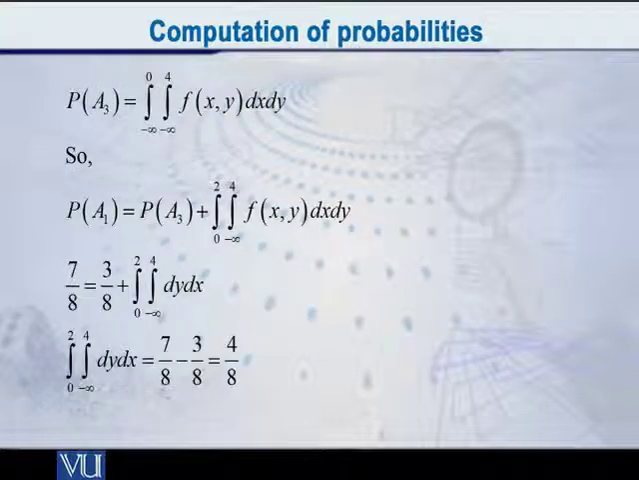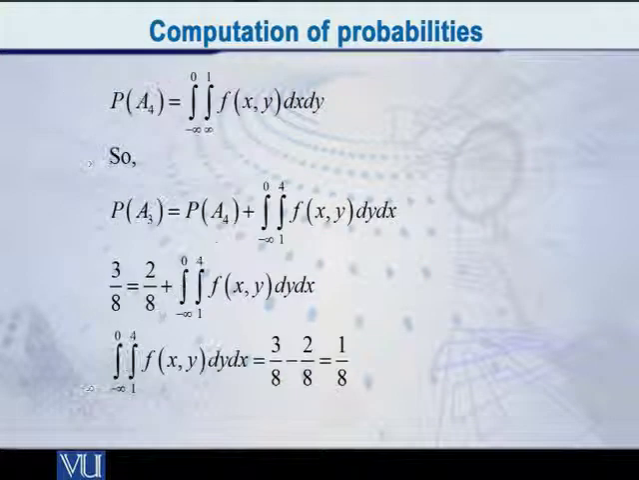We can write probability of A1, which is also, we know, equal to 7 by 8. It is equal to the integral from minus infinity to 0, and the second one from minus infinity to 4, f of xy dy dx, plus the integral from 0 to 2, and the second one minus infinity to 4, f of xy dy dx. तो आपने देखा कि अब हमने स्प्लिटिंग और तरह से की, पहले हमने स्प्लिटिंग और तरह से की थी.